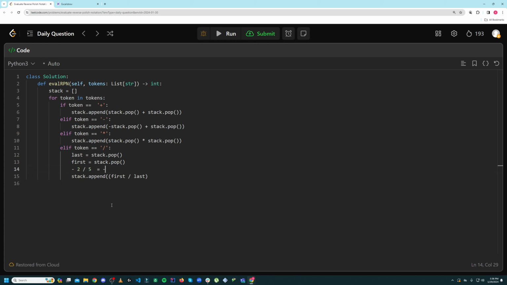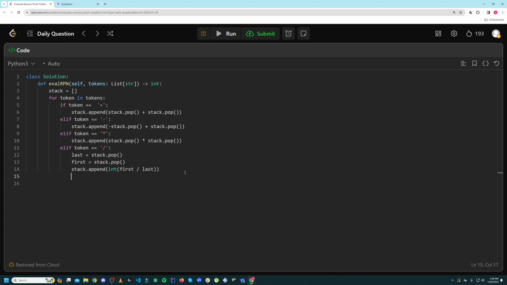So essentially, the way we can handle this is we can just cast it to an int. So we can do a normal divide, get some number, like -0.4, I think, and then we can just cast it to an int, which will just get rid of the decimal, which is what we want. So we're just going to say int like this.